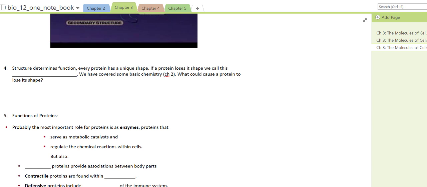Okay, hopefully that video was helpful to give you the visual of how these four levels of structure come together to determine the overall shape of a protein.